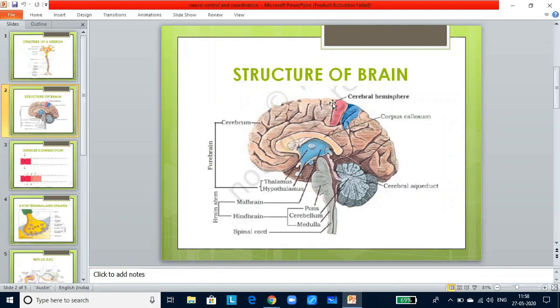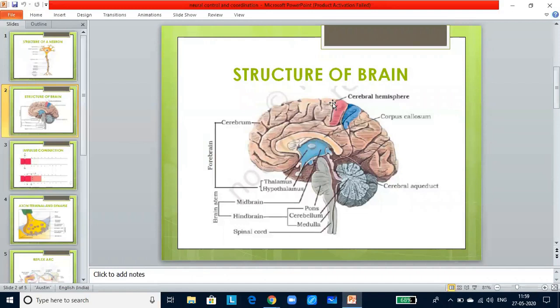Brain and spinal cord are present in and around the brain and spinal cord. Now let us look at how brain is divided. If you look at the brain for the sake of study, it is divided into forebrain, midbrain and hindbrain. Cerebrum, olfactory lobes, thalamus and hypothalamus form the forebrain. Optic lobes, cerebral peduncle all form the midbrain. Hindbrain is formed by the cerebellum, medulla oblongata and the pons.